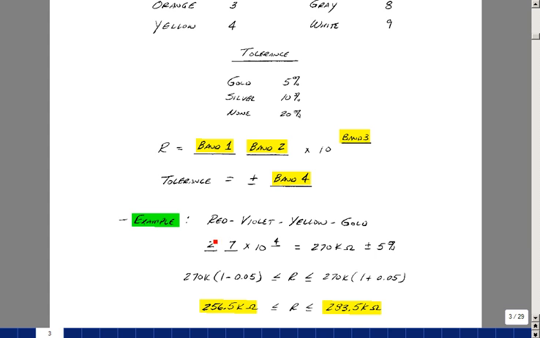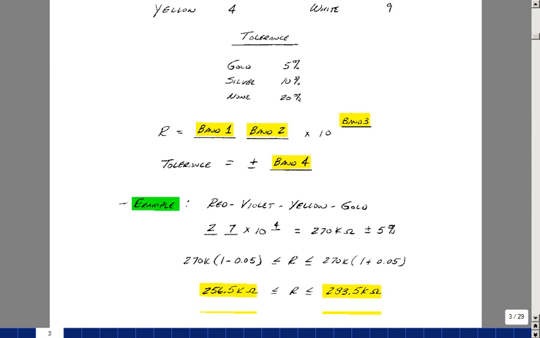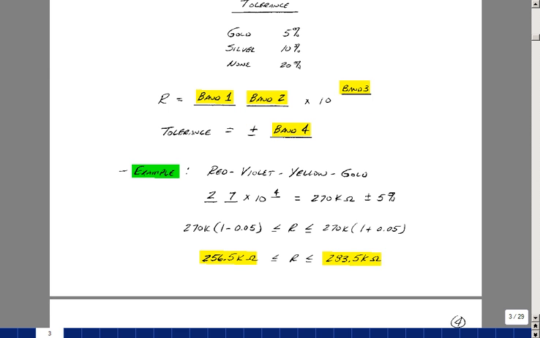Look up above, red is 2, violet is 7, and yellow is 4. And so that would be 270,000 ohms, the gold being a 5% tolerance. So the resistor could be anywhere between 5% above 270K or 5% below 270K. And that corresponds to 256.5K to 283.5K.